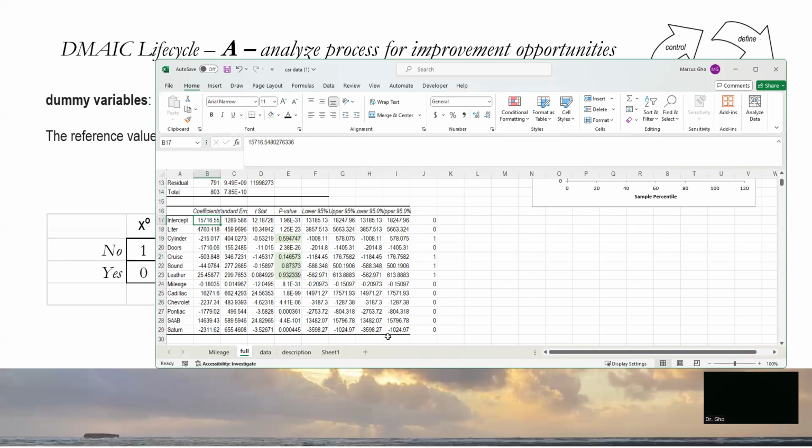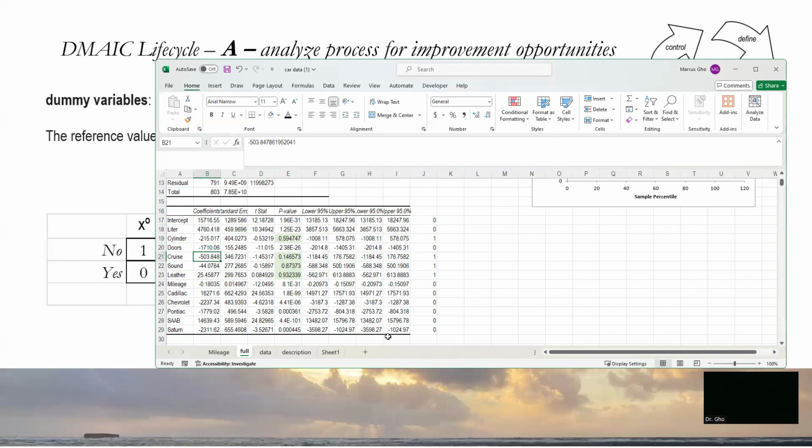So the intercept really doesn't mean a whole lot. For the number of liters, every liter you have in your engine adds an extra $4,700. Every cylinder is minus 215. These 2 variables are likely related to each other, so you want to get rid of one of them, to tell the story of what we're doing here. The doors, you lose 1,700. Why would you lose money for a door? Sports cars usually cost more, which is why that one would probably be negative.